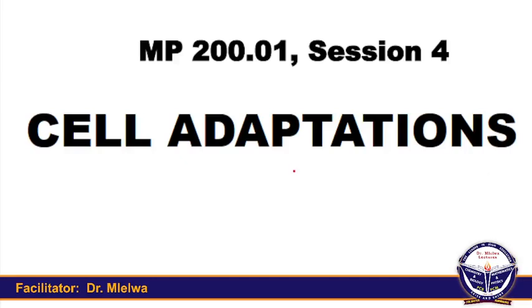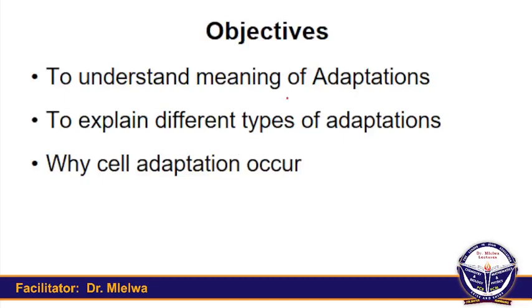In the first session we discussed cell introduction, in the second session cell injury, then the third session cell death, and then the fourth session is cell adaptation. Before moving further, the objectives of this session are to understand the meaning of cell adaptation, and to explain different types of adaptations and why cell adaptation occurs. You need to know why cell adaptation occurs.